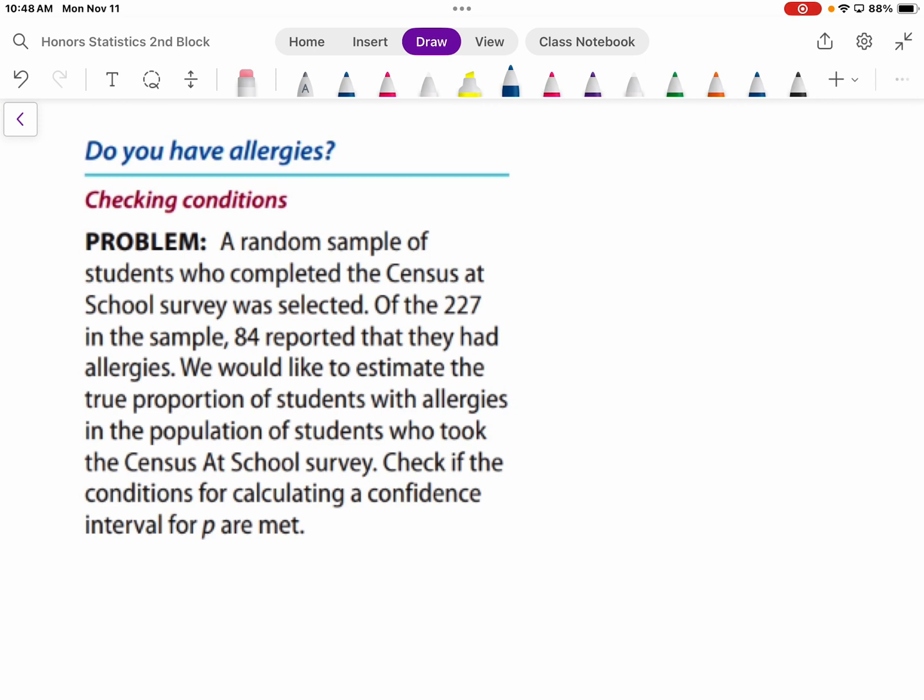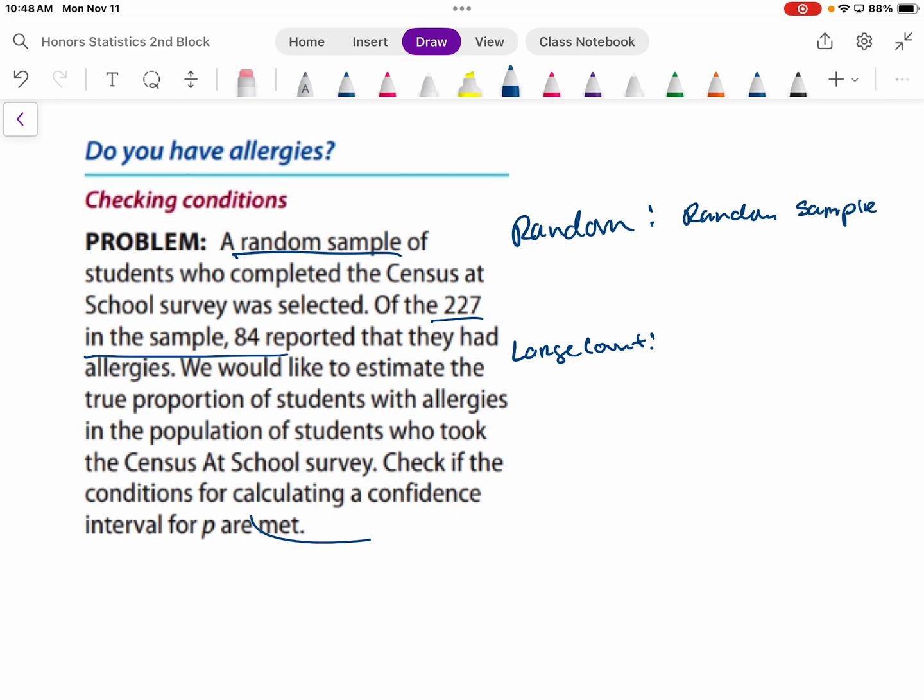The Census School Survey selected 227 kids randomly. 84 reported they have allergies. We want to know, can we do a confidence interval? Well, do we meet the random condition? Do we meet the large count condition? They tell us in the very beginning that a random sample was selected. That's all I have to write. Yep, we did it.